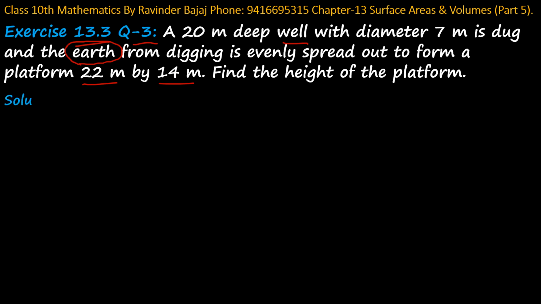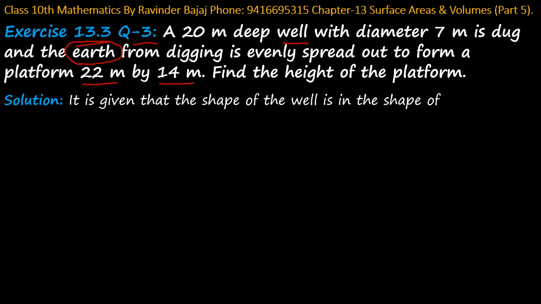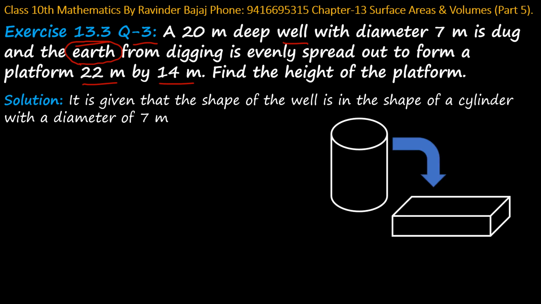Let's see the figure first. Solution. It is given that the well is in the shape of a cylinder with a diameter 7. Means radius how much? 7 by 2. This is the well, and its mud or its earth is taken out to make this platform. It is a cuboid. So the volume of the cuboid is equal to the volume of this cylinder. Let's calculate both and equate them. In this way we will find the height of the cuboid.